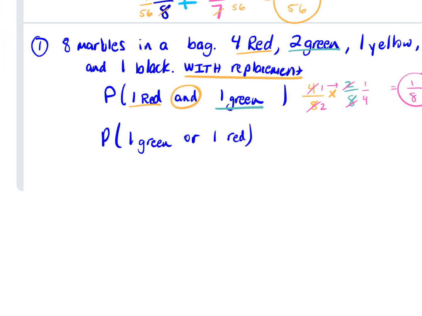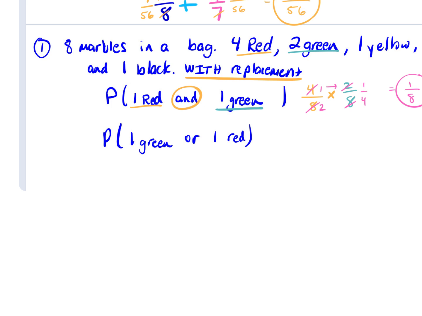So let's look at the second part here. It says, what is the probability of picking 1 green or 1 red? Or means that we add. So probability of picking 1 green, we've got 2 green out of 8 marbles total, so 2 out of 8. Or means that we add, picking 1 red. It's with replacement, so I'm assuming that I pick a green one and I put it back in the bag. The probability of picking a red one next would be 4 out of 8.